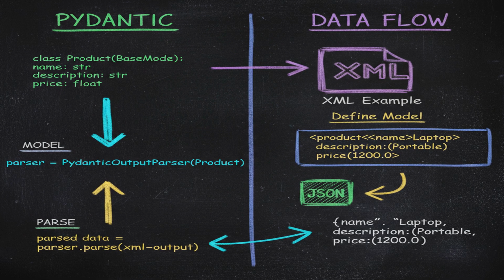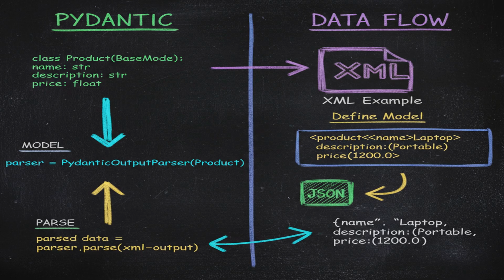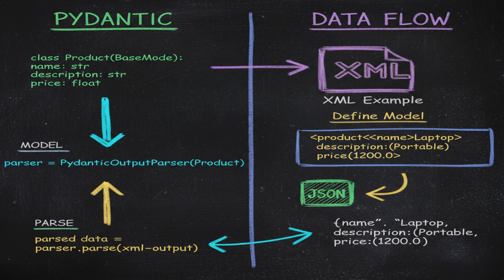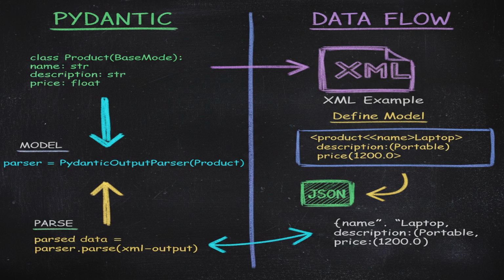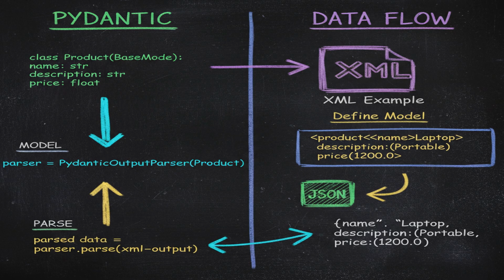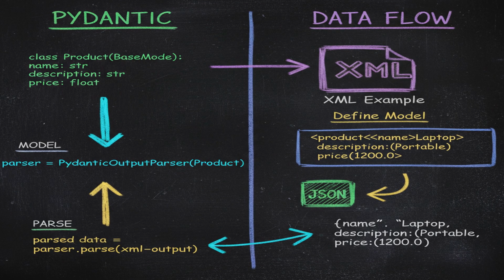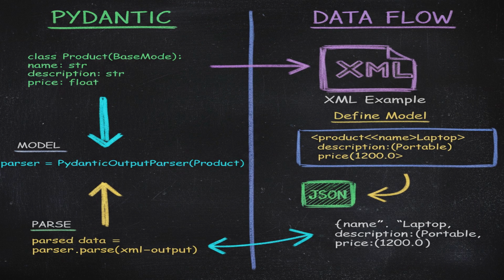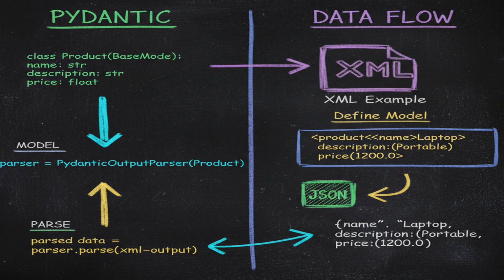We pass this to the LLM, and the parser magically transforms the raw text into a Python object. Now here's the twist. What if we want XML output instead? LangChain provides an XML output parser. The process is similar. Define the XML structure, initialize the parser, and include the format instructions in your prompt.